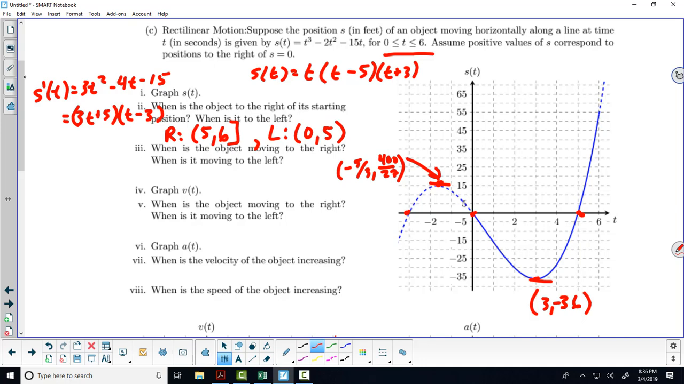Yeah, great question. We didn't check that, but notice, when t equals 0, our displacement was 0. And we saw that when we put this into factored form. So the starting position is what our position is when time equals 0, and in this case, it is 0. Great. Other questions?